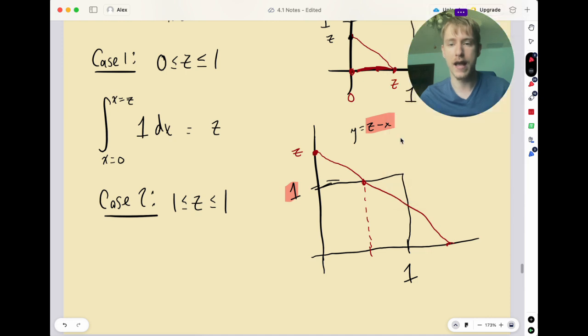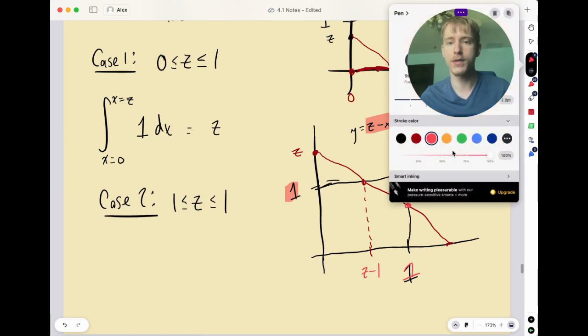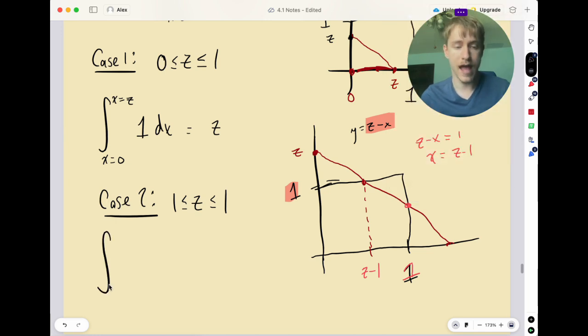Okay, so we're going to have z minus x equaling 1. Well, that's going to imply that x is going to be z minus 1. Okay, so this is going to be z minus 1. And we're integrating from here all the way to this point, which is 1. Okay, so our bounds for our integral have to be from x equals z minus 1 all the way up to 1. Still going to be 1 dx. And when you do that, you're going to get, let's see, 1 minus (z minus 1), which is going to equal 2 minus z.